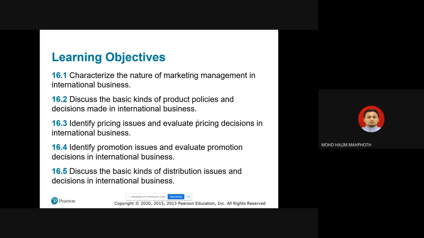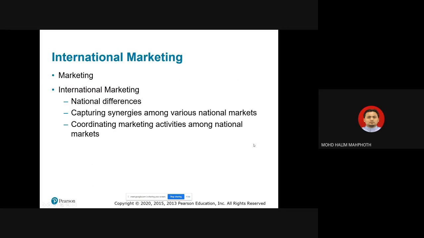Next, discuss the basic kinds of product and policy and decisions made in international business. So we will start with the marketing mix. We will look at the product, the pricing, the promotion, and also the distribution, or usually we put it as place. So we have four P's here under international marketing.